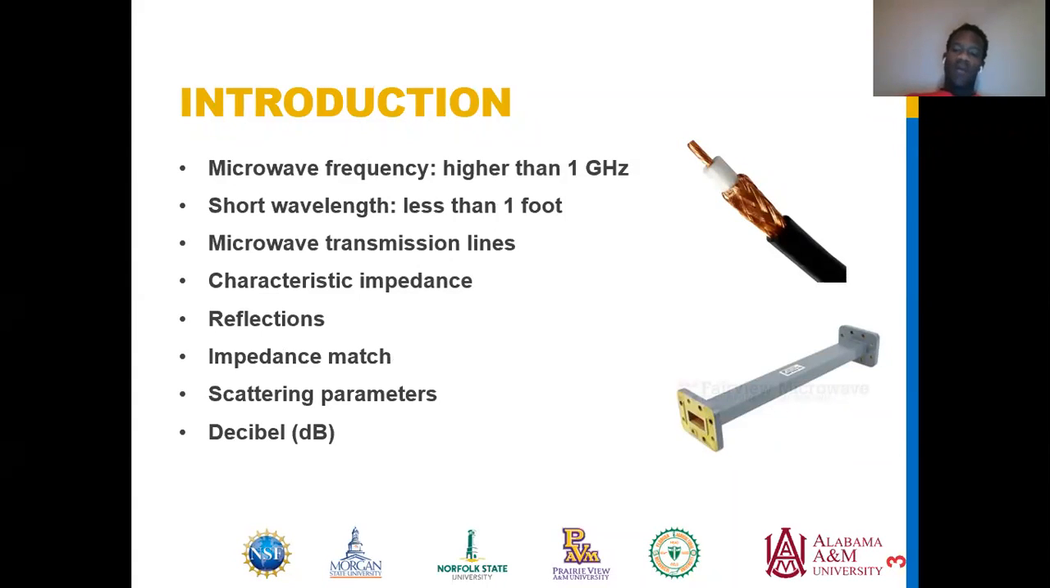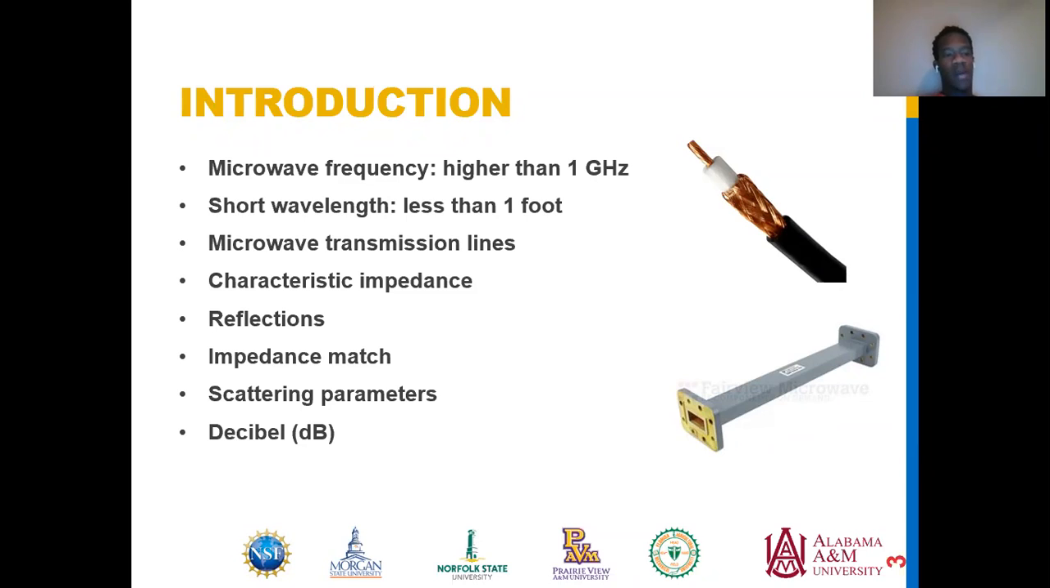Introduction. We used a microwave frequency higher than 1 gigahertz. Sometimes it can go up to 300 gigahertz for things like this, but we only went up to 3 gigahertz. We used a short wavelength, less than 1 foot, because we have a high dielectric constant. We're working on microwave transmission lines, and examples of those are the two on the right. The first one at the top is a coaxial cable, and the one on the bottom is a rectangular waveguide.